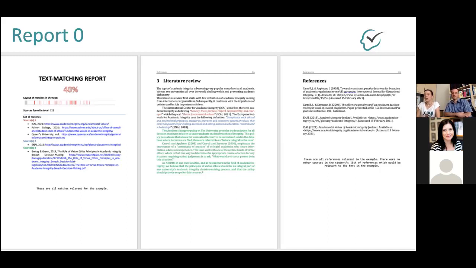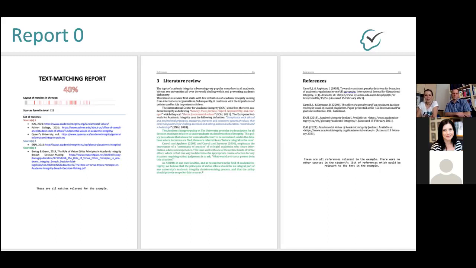And the last page is the list of the references that the student provided. Again, these are not all the references which were in the text. You can see it's page 86. So we are not sharing the entire text with you, but these are all the references which are relevant to this part of the text. The student did not enter any other references which would be relevant to this part of the text.